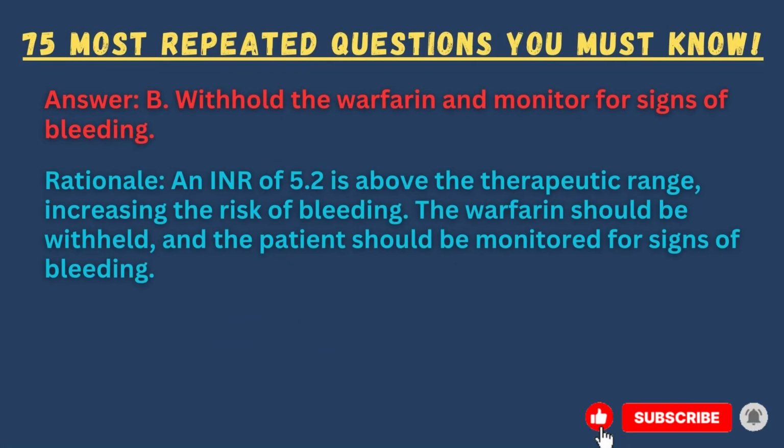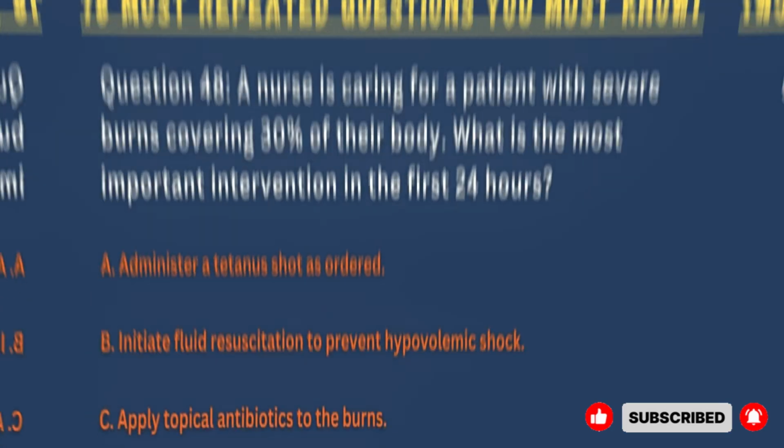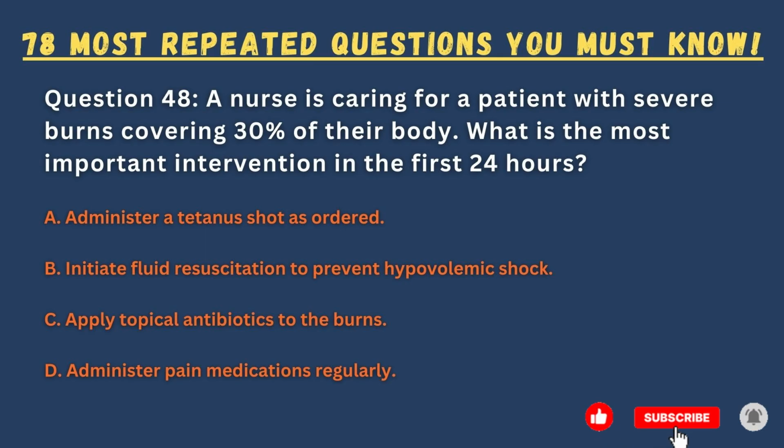Answer: B. Withhold the warfarin and monitor for signs of bleeding. Rationale: an INR of 5.2 is above the therapeutic range, increasing the risk of bleeding. The warfarin should be withheld, and the patient should be monitored for signs of bleeding. Question 48. A nurse is caring for a patient with severe burns covering 30% of their body. What is the most important intervention in the first 24 hours?